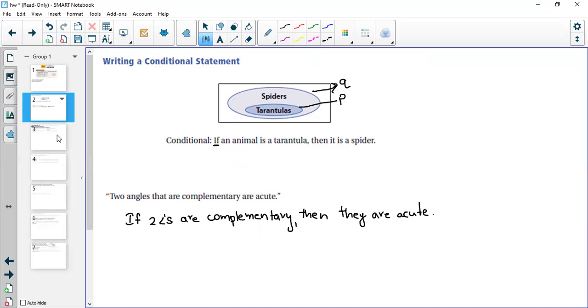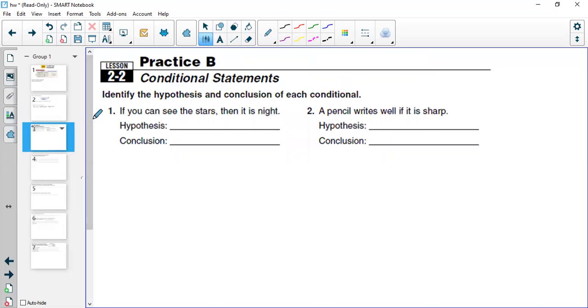Now the more we start doing the questions, the more you will understand how to do the questions. So this is going to be your practice homework answers as well as discussing the answers. We will also look at how to write the answers. So you have to identify the hypothesis and conclusion of each conditional. So the question says, if you see the stars, then it is night.